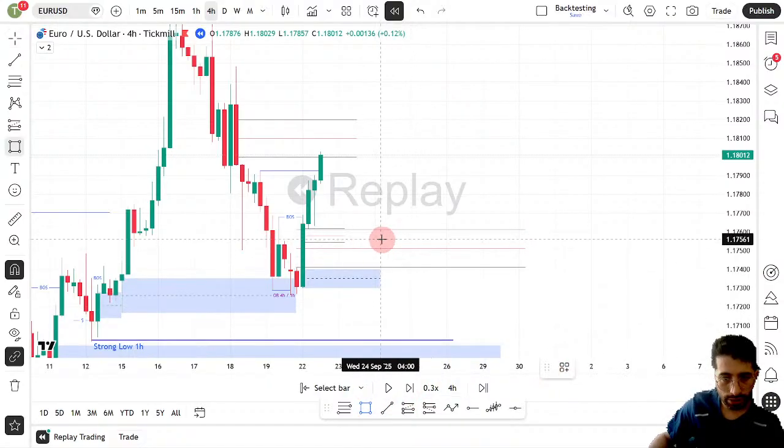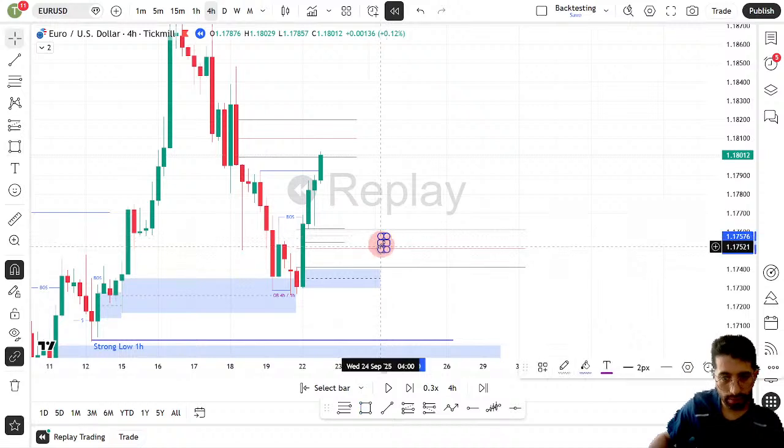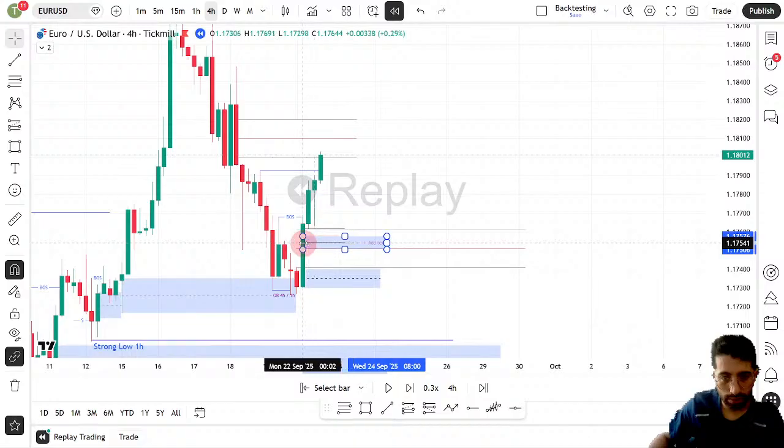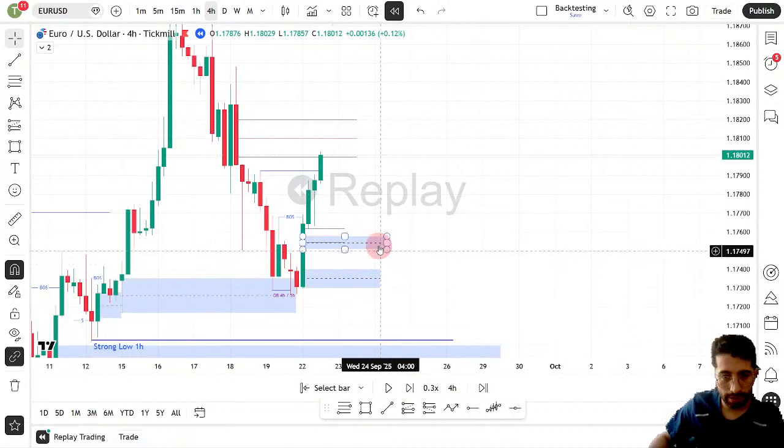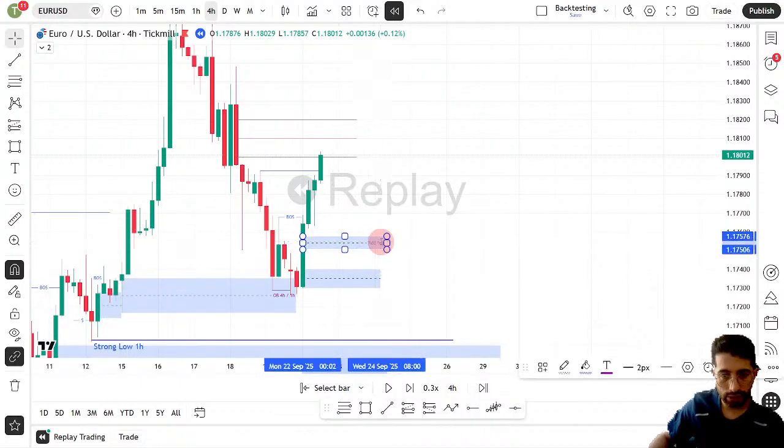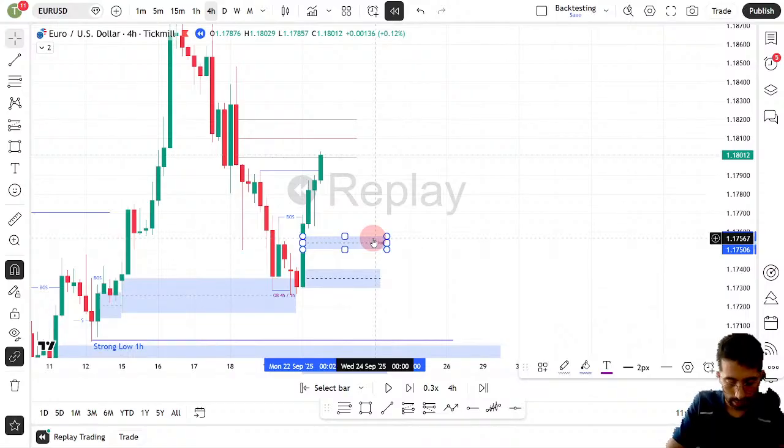These backtesting sessions are not classes at all. It's just me practicing with people that want to join, but it's actually very advanced. Yes, I know it's advanced. All right, so this is the zone. This is the imbalance gap of the 4 hour time frame and 1 hour time frame.